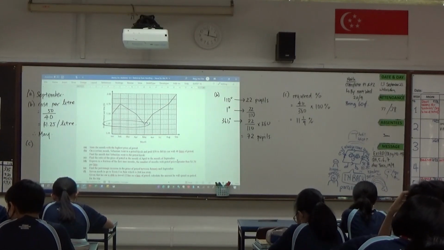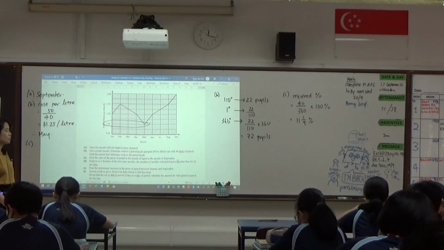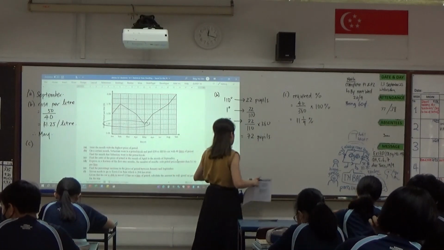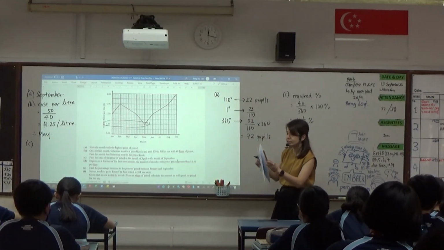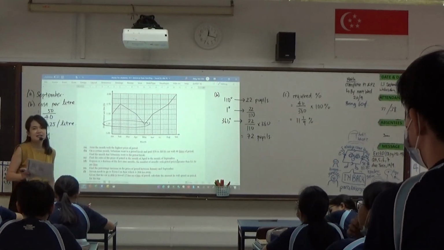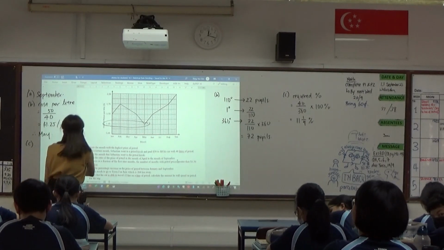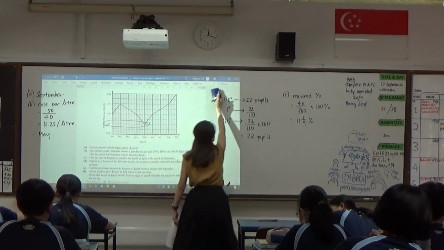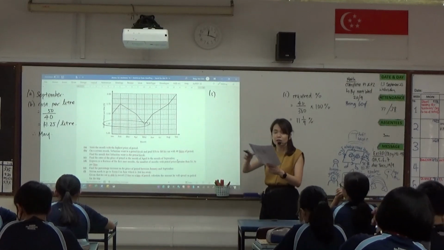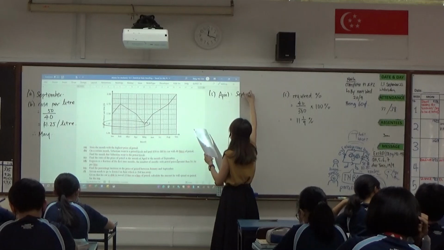Okay, part C. Find the ratio of the price of petrol in April to that in September. So what will the ratio actually be? I feel like it's Ethan. Okay, Ethan can give the answer to part C. 3 to 4. Yes, you get 1 point.